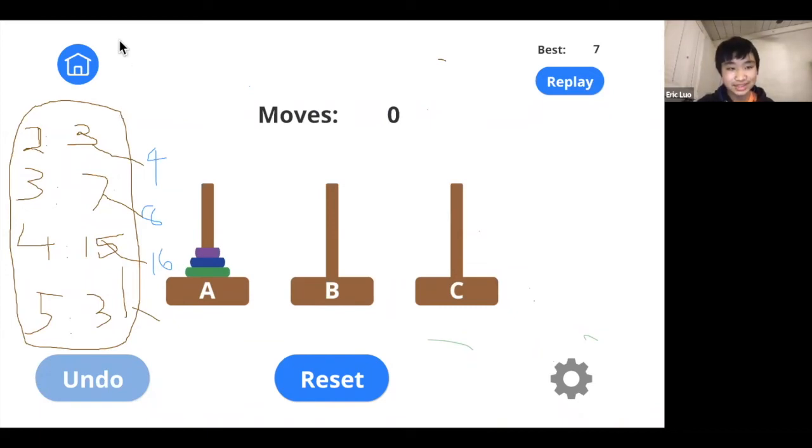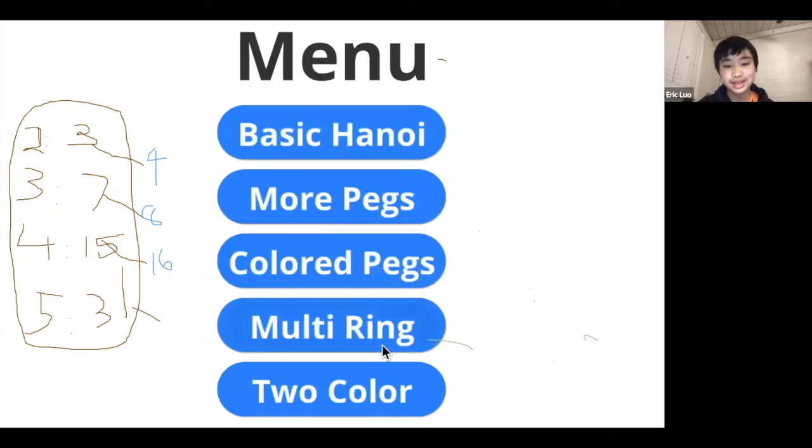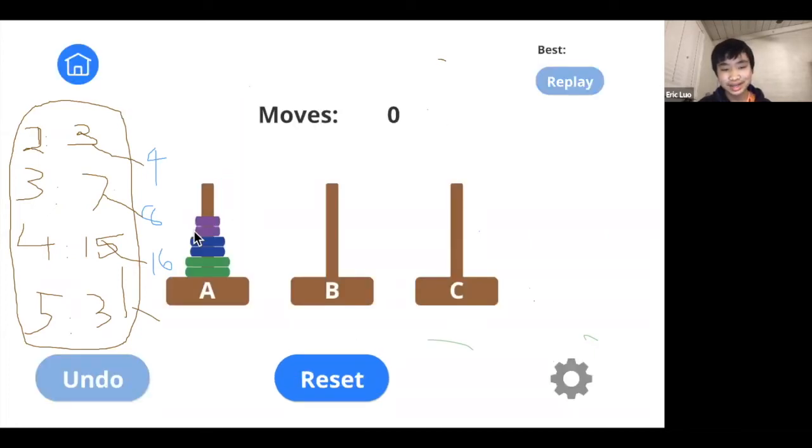Okay, so now we will move on to another sort of interesting scenario, which is using multi-rings. So here we have 2 purple rings, 2 blue rings, and 2 green rings. So does anyone have an idea on how we can actually solve it like this? I think you muted yourself.